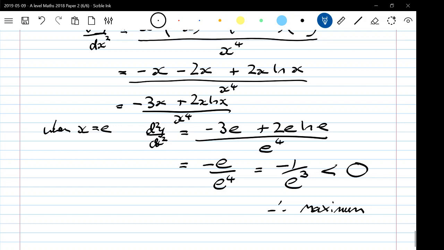And there we are. That's what I would have done, and that would have got all of the marks for that question. And that's maths.